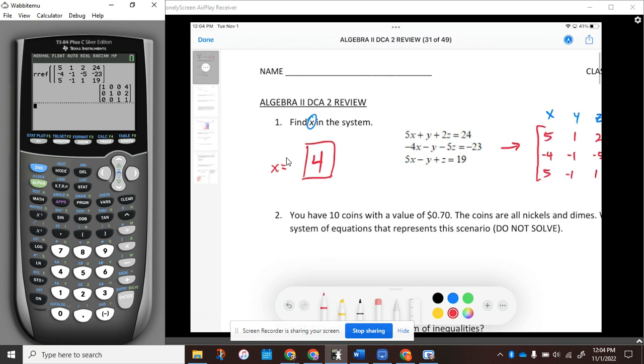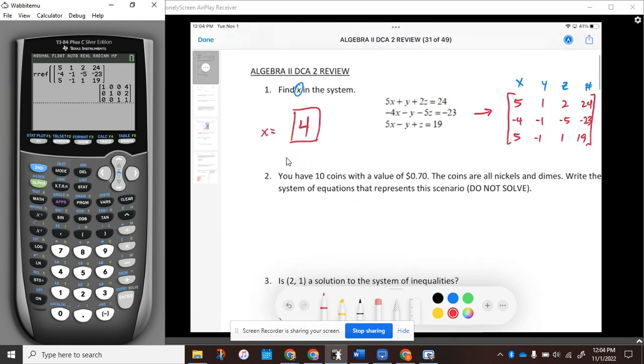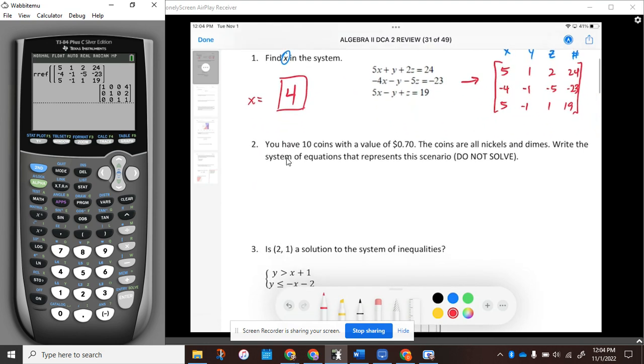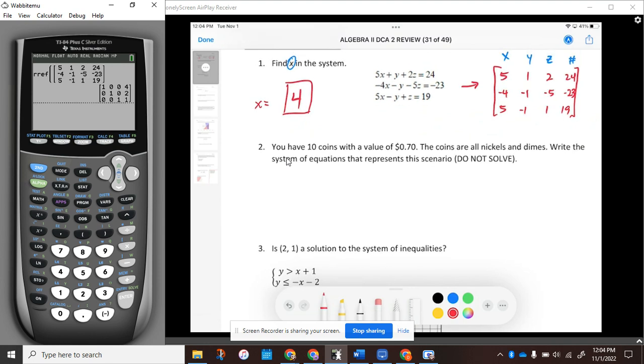Okay, so number 2, there's a bunch of problems on the test and on this review that are like number 2, where it asks you to write the system of equations, but you don't have to actually solve it. Okay, this is one of those. So when you read through that information, it's pretty easy to tell what your 2 variables are going to be, right? There's definitely only 2 variables in this one.